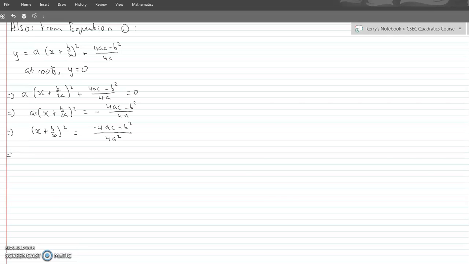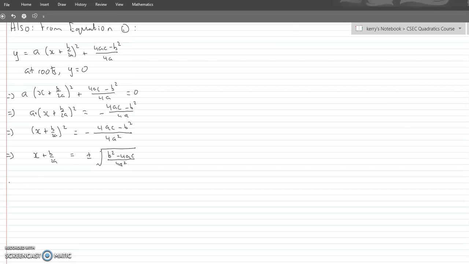Good? Now I want to get rid of this squared term here. The opposite of square is square root, so you square root both sides. But when you square root both sides, remember that it becomes plus or minus the square root of, now I can rearrange this here. So it's minus 4ac. When I carry this minus up here, the 4ac becomes minus and the b squared becomes positive. So it's b squared minus 4ac all over 4a squared.